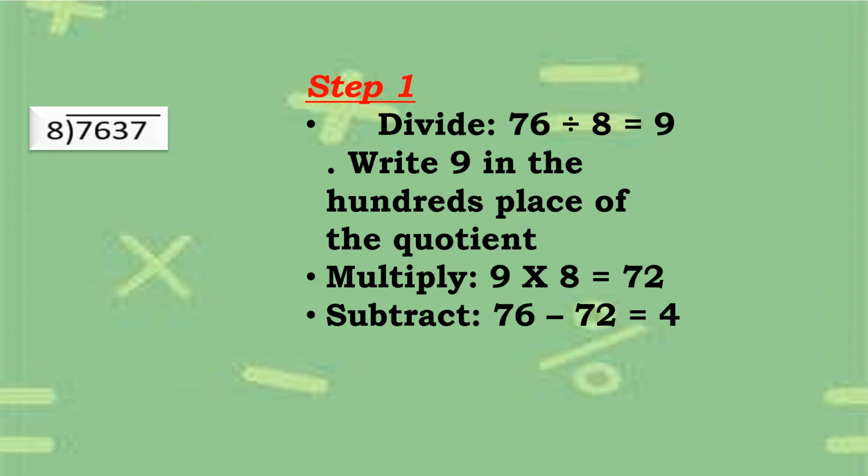I have here the second example. Step 1. Division. 76 divided by 8 is equal to 9. Write 9 in the hundreds place of the quotient. Next is multiplication. 9 times 8 is equal to 72. And last, subtraction. 76 minus 72 is equal to 4.